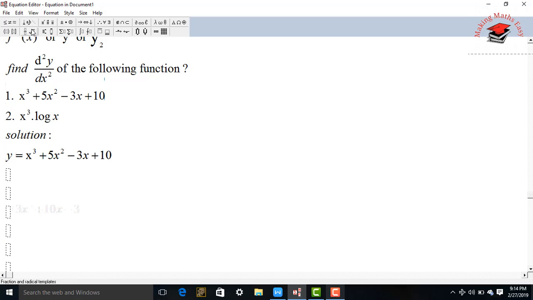So we have to find out dy by dx in this case. So my dy upon dx will be equal to d upon dx of this function. First we have to find dy by dx, then we have to find the second order derivative of y with respect to x. So first find dy by dx.